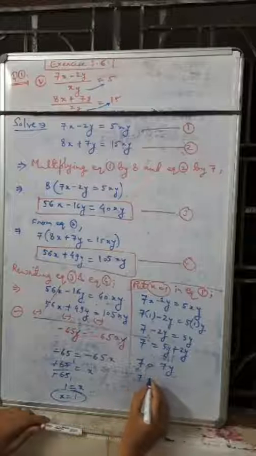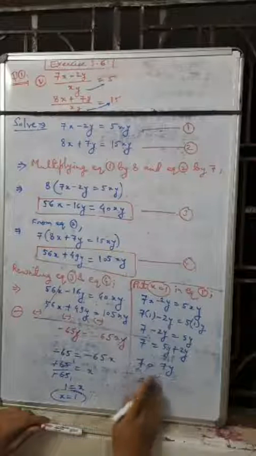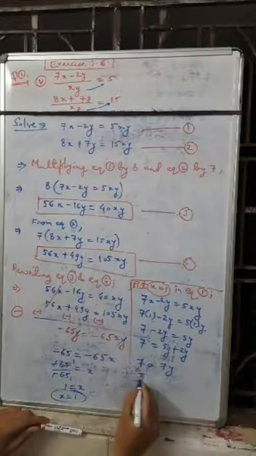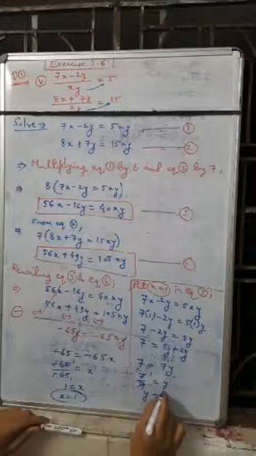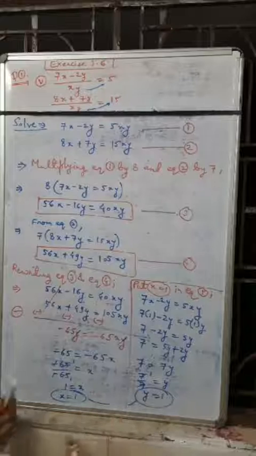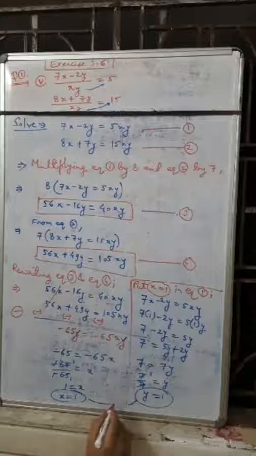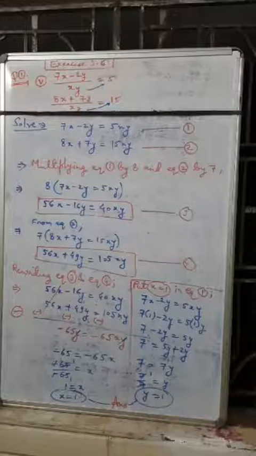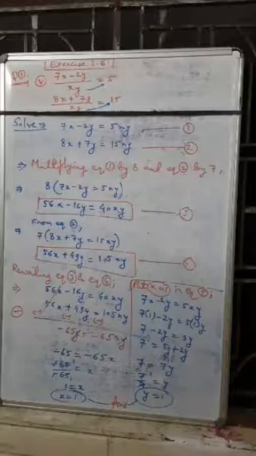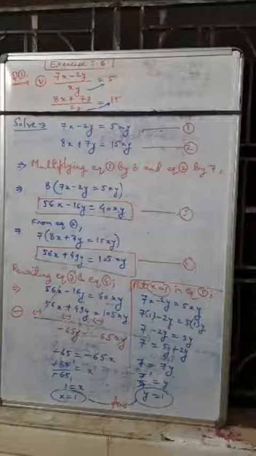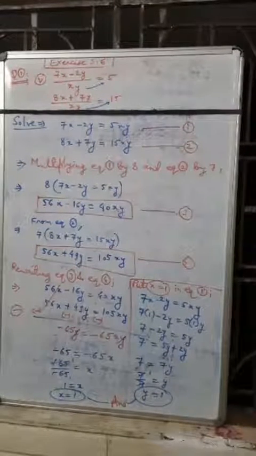So 7 is equal to 7y. So y is equal to 7 by 7, y is equal to 1, we got. So these are the answers of this question. So x is equal to 1 and y is equal to 1. So we must consider the cross multiplication before solving the problem.